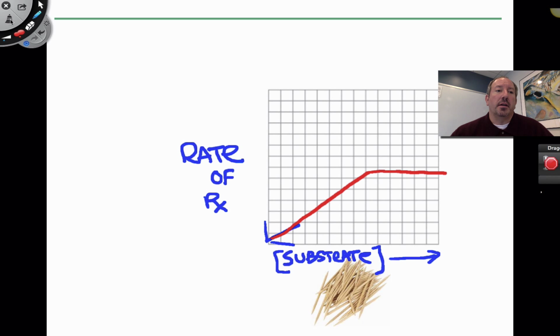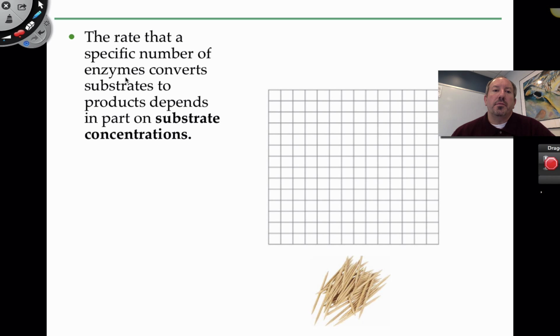That's an interesting thought. Okay, so the rate depends on the specific number of enzymes that convert the substrate to product, and that depends on the substrate concentration. So the rate of the specific number of enzymes.